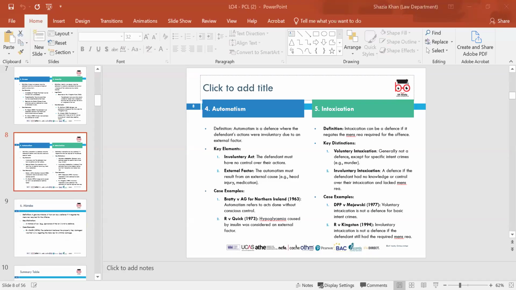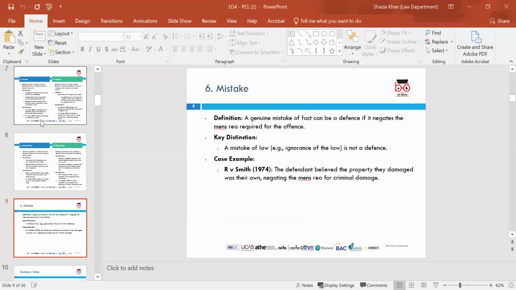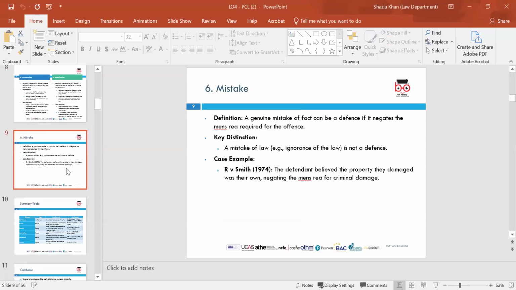Mistake. In criminal law, a mistake of fact could sometimes be a defence, but a mistake of law usually is not a defence. The case in regard to that is R v Smith, 1974. The defendant believed the property they damaged was their own, negating the mens rea for criminal damage.